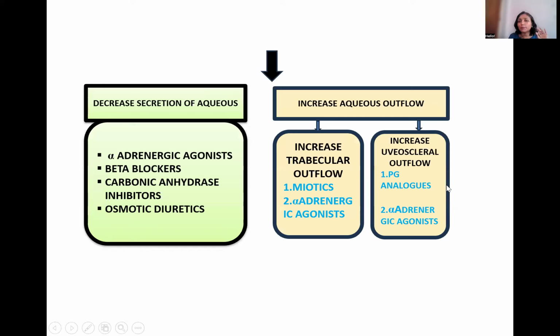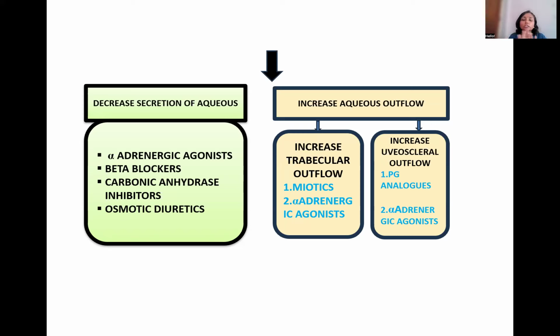Then the prostaglandin analog. Now, prostaglandins are normally associated with maintenance of intraocular pressure. They exert their action on the eye by remodeling the extracellular matrix of the smooth muscles of the ciliary body, and thereby, normally in human beings, they promote the outflow facilities. So you can increase uveoscleral outflow by giving prostaglandin analogs.